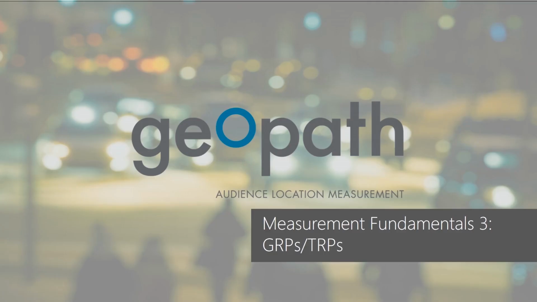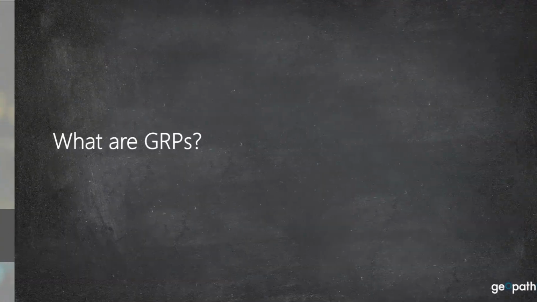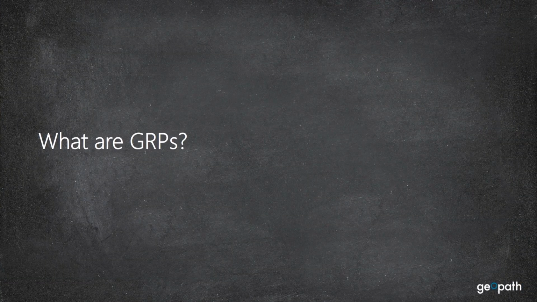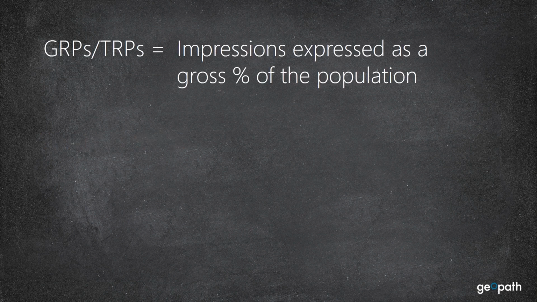Welcome to the third segment in the Foundational Concept series. Today we are covering the terms GRPs and TRPs and talk about how they are used. Out of all the media terms in advertising measurement, GRPs and TRPs can be the easiest to misunderstand. But don't worry, they are a simple calculation based on impressions in universe base. And after watching this video, you will be a whiz at calculating them.